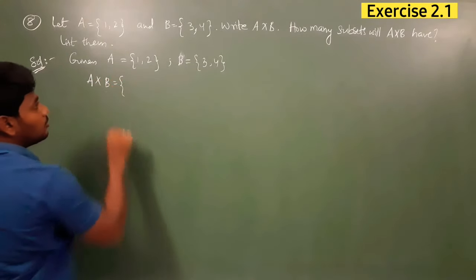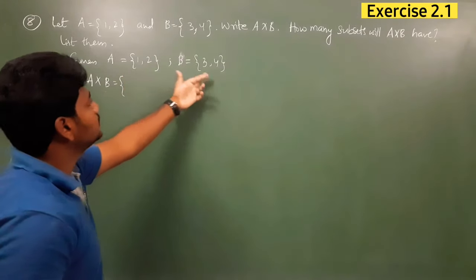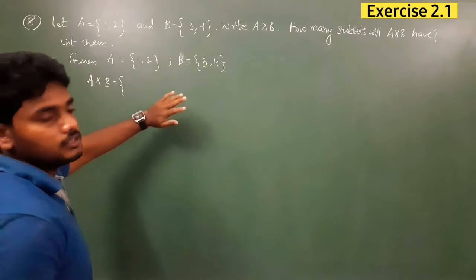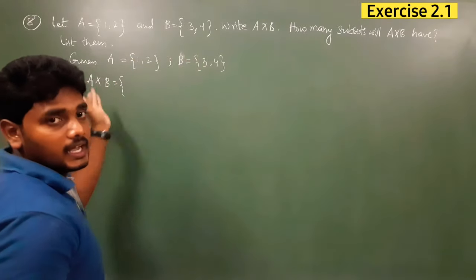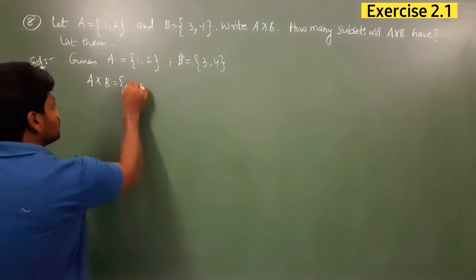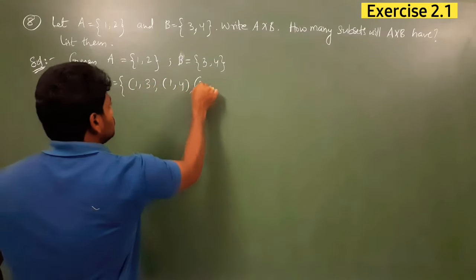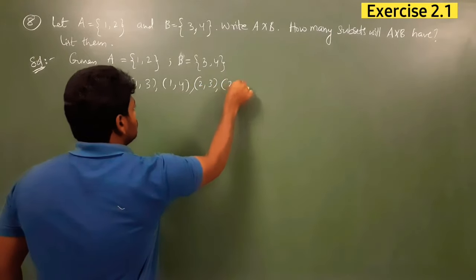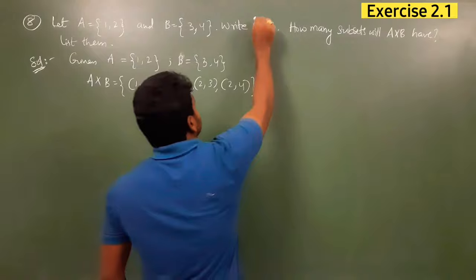A cross B. How many elements will be there? How many elements? 1, 2, 3, 4. Nothing but 4 elements we are here. If n of A equal to 2, n of B equal to 2, n of A cross B will be 2 into 2, 4 elements will be there. What are those? (1, 3), (1, 4), (2, 3), (2, 4). This is A cross B. See, first question is over.